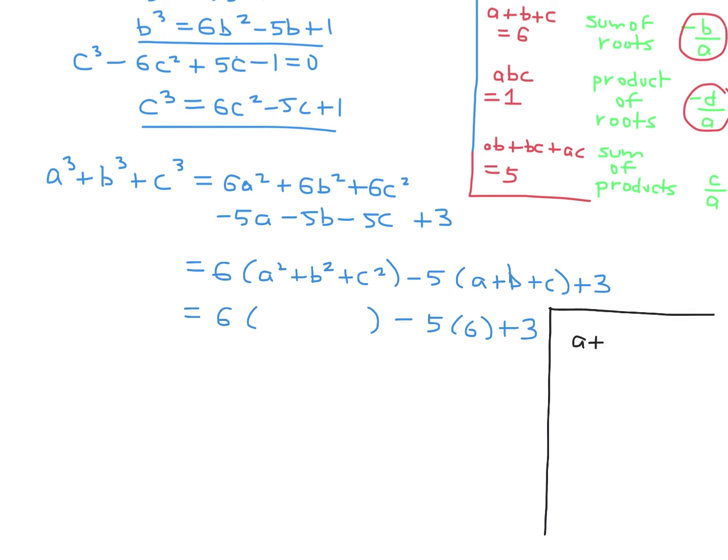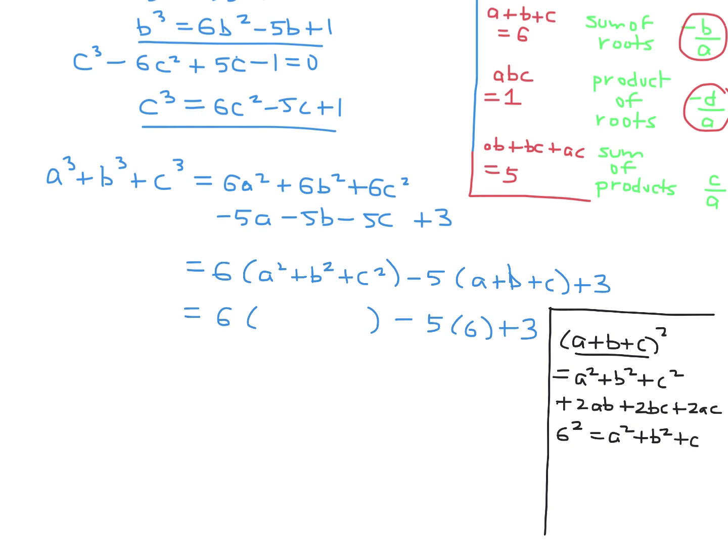You take just a plus b plus c, and then you square it. And when you do, you get a squared plus b squared plus c squared plus 2ab plus 2bc plus 2ac. This is indeed the correct expansion, collecting like terms. Well, a plus b plus c is 6, so that would be 6 squared on that side. A squared plus b squared plus c squared, well, I don't know. That's what we're trying to figure out.